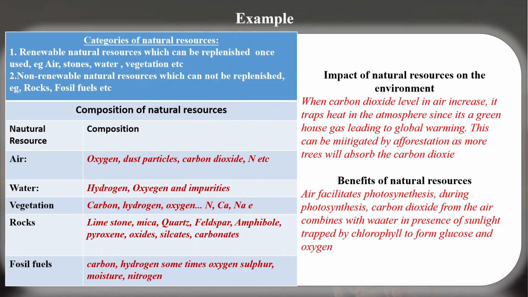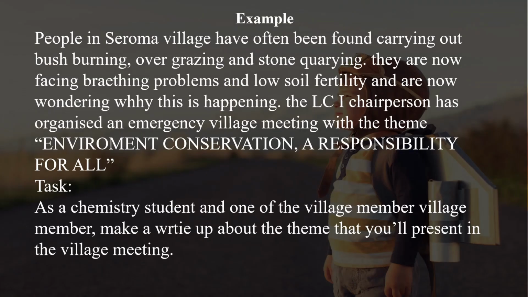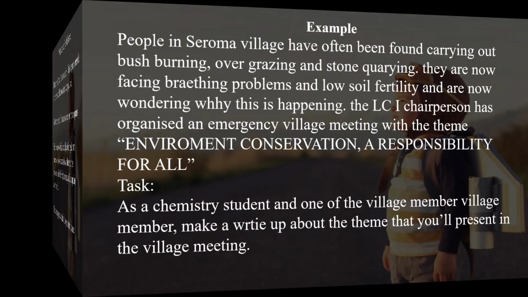So now we can write the benefit of the natural resource. Remember, in that scenario, let's go back. In this scenario here, there are many natural resources. You see, it says bush burning, stone quarrying, and people are facing difficulty in breathing. What do people breathe? They breathe the air also, and they're having problems with soil fertility. There are many natural resources, so you pick one of them and you write on it.